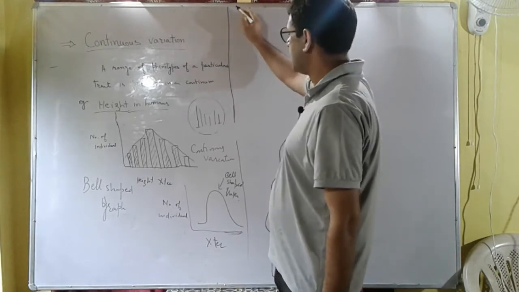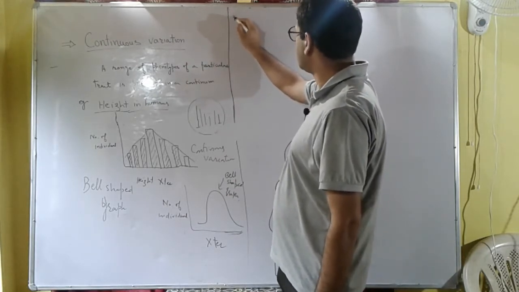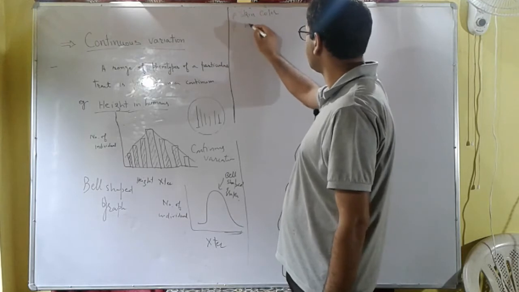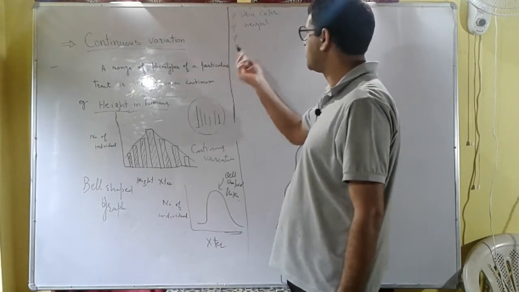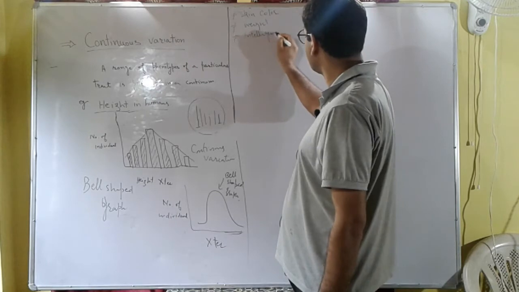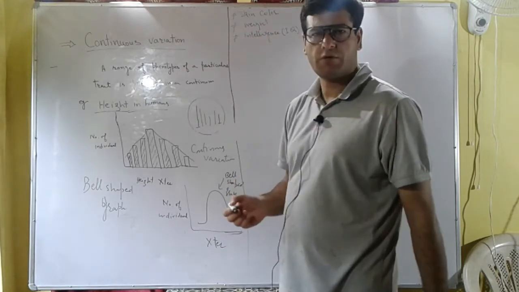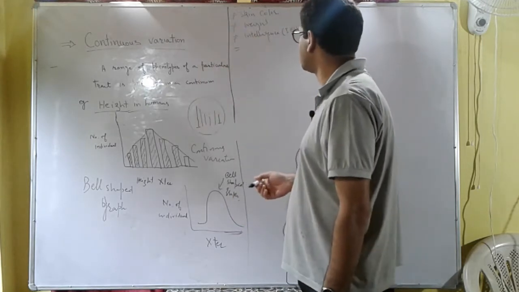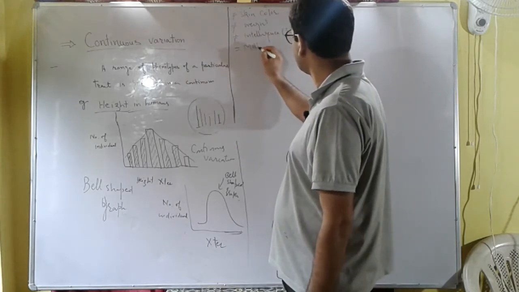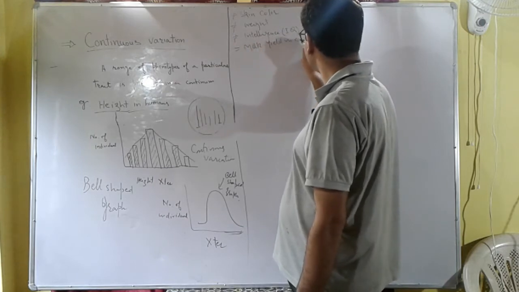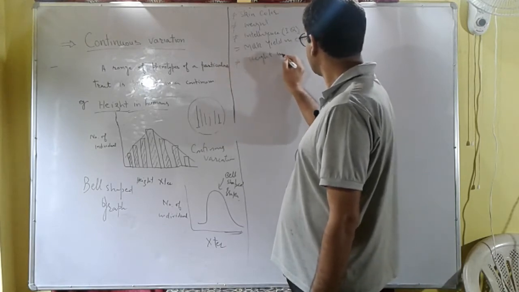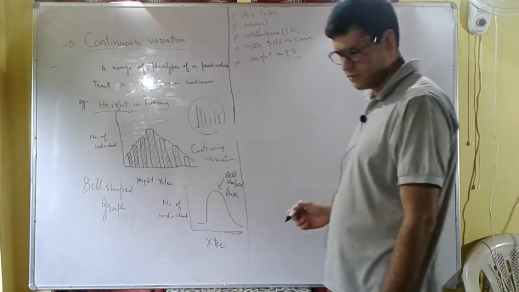Same is the case if we take height in humans. Other examples of continuous variation are skin color, weight, and intelligence, what is called IQ. Then milk yield in cows is an example of continuous variation, and the same applies to height in plants.